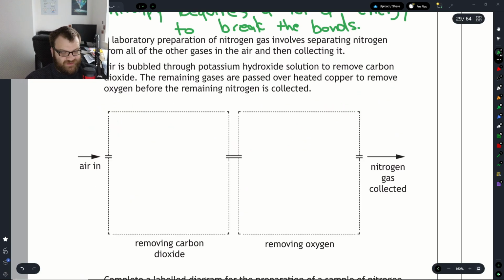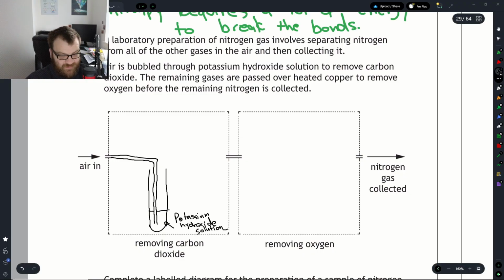In this question, we have to draw a correct diagram for a particular reaction. First of all, we've got air being bubbled through potassium hydroxide solution to remove carbon dioxide. That one first. We want to have some sort of container. Test tube is probably our easiest thing to draw. Here, this will allow the gas to pass in and go into our potassium hydroxide. Next, we want to have a second tube coming out.